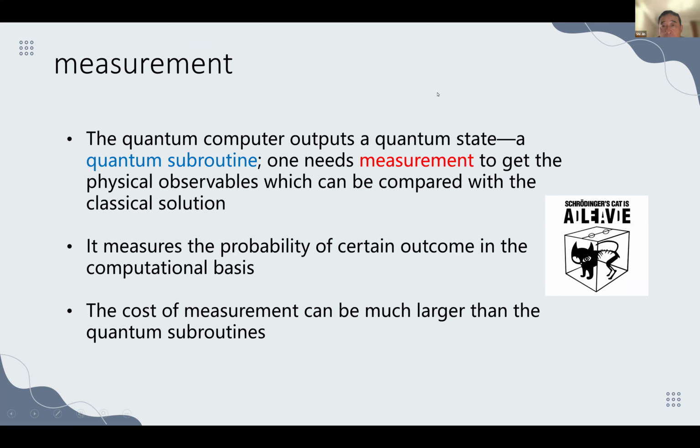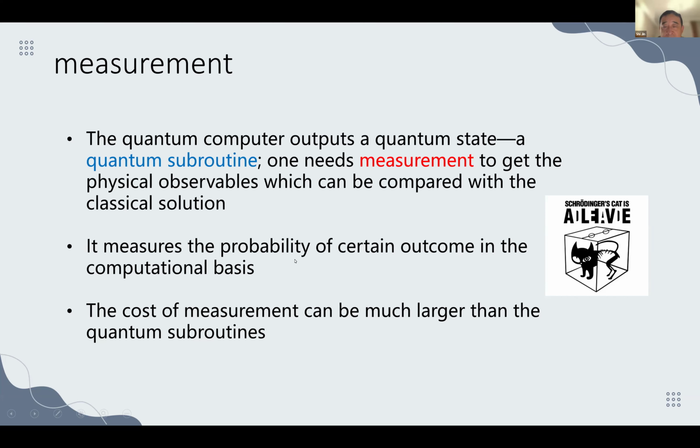And of course, from quantum state to classical data, you have to take a measurement. Essentially, a quantum algorithm is basically a subroutine: you start with a quantum state, you operate by quantum gates, and you end up at a quantum state. And then if you want classical data, you have to measure the probability of a certain outcome in the computational basis, right? It's like this A and B, where A squared is the probability that 0 appears, while B squared is the probability that qubit 1 appears. So you have to measure the probability.